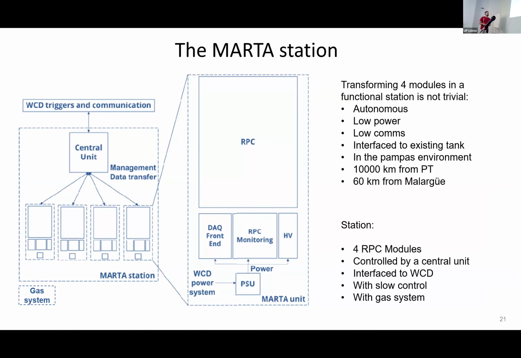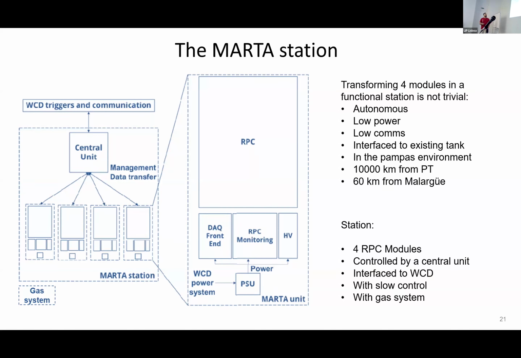So the station is basically 4 modules. But you need to transform these 4 modules into a functional station. And it's not trivial because it needs to be autonomous, it needs to have low power, low communication, and it needs to interface to the existing tank, and it has to be in the Pampas environment. This means also it's 10,000 kilometers from Portugal, and it's 60 kilometers from Malargüe.